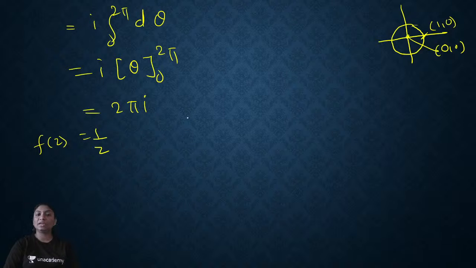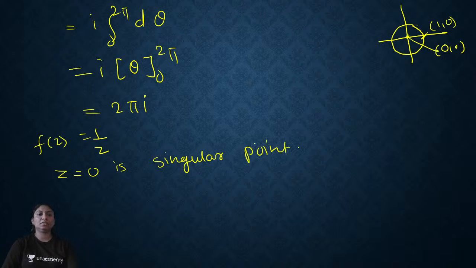Now see, if you observe here, f of z is equal to 1 upon z. So here z is z minus a, so a is equal to 0, right? So f of z is analytic everywhere except at z equal to 0. So z equal to 0 is a singular point. So here a is equal to 0.